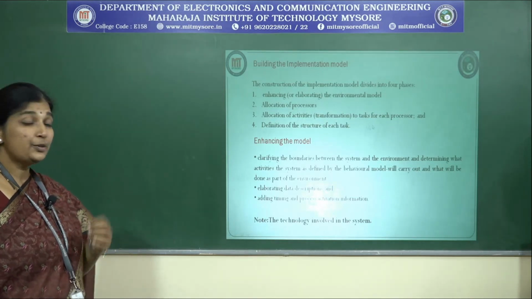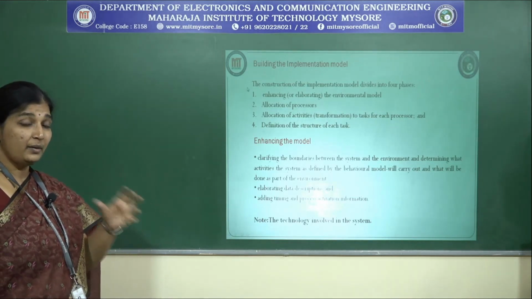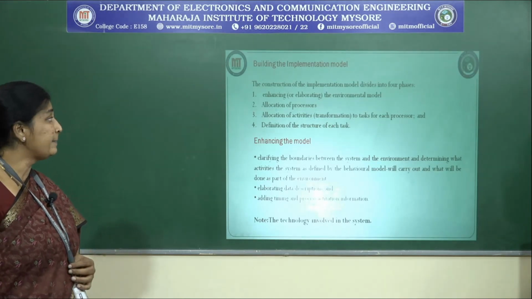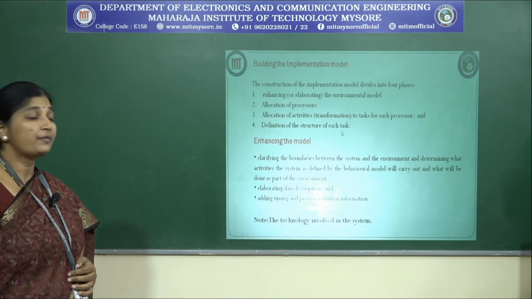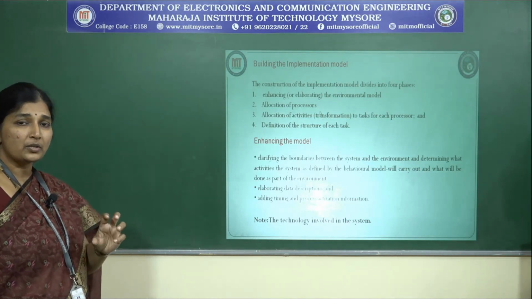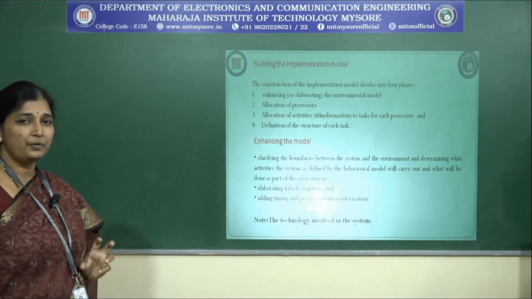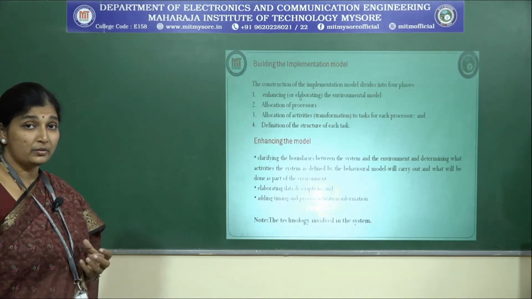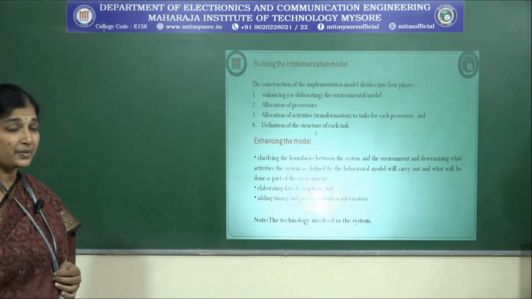to tasks for each processor. Once a processor is defined, what is the allocation for each processor? The activities have to be distributed. Then definition of the structure of each task. So under each processor you have a definite task that has to be performed. So that becomes your building of the implementation model. So these are the 4 important steps.